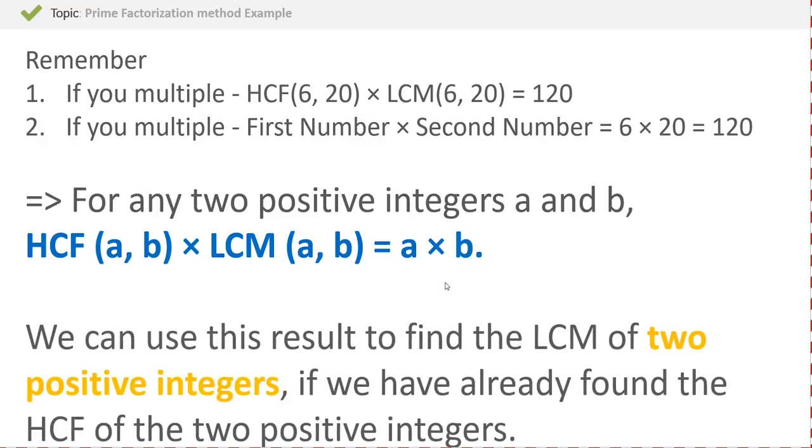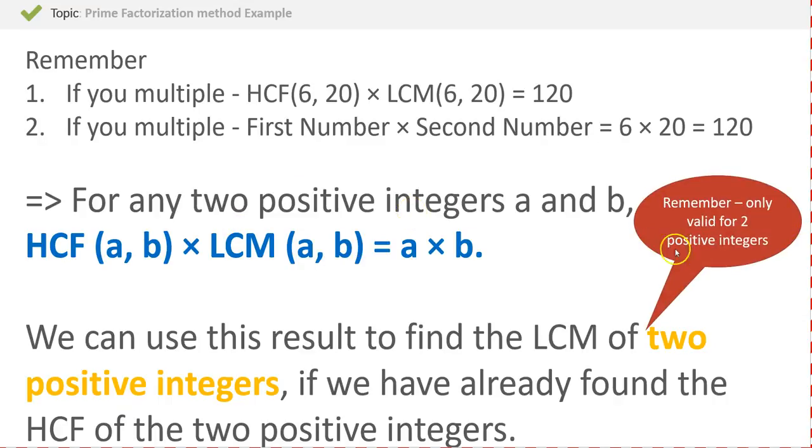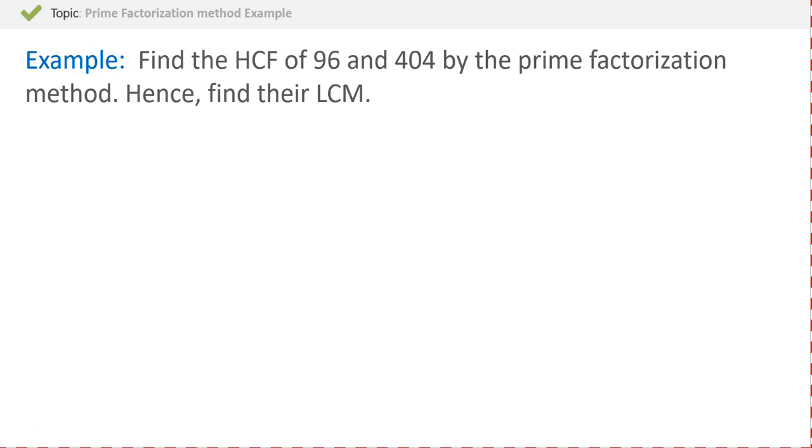Alright, so we can use this result to find the LCM of two positive integers if we have already found the HCF of those two positive integers. Since this is valid for any two positive integers, and remember it is only valid for two positive integers, if for some reason I know the HCF of two positive integers, I can use this formula to find the LCM. We'll look into an example.